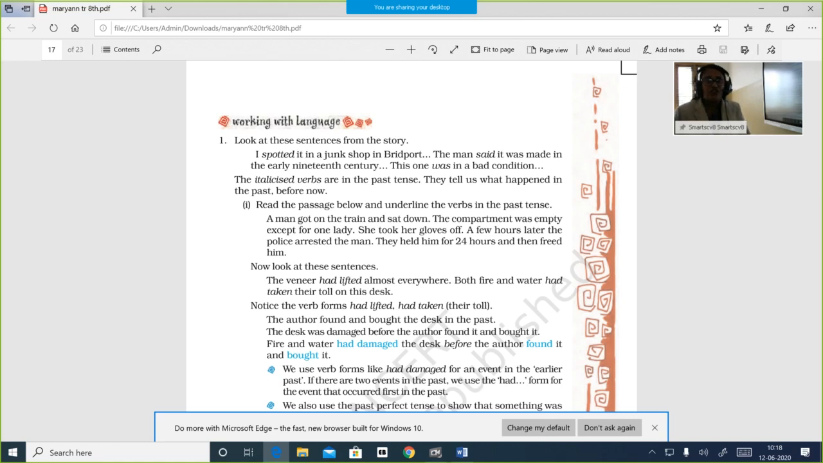By the time you will have finished, what? You will have finished underlining the past tense verbs. We will read first. Before underlining, we will read first.